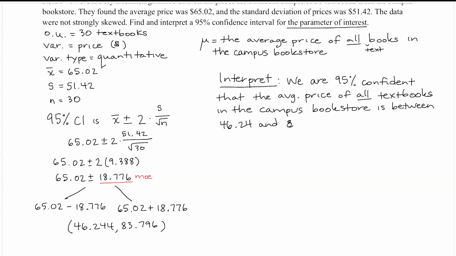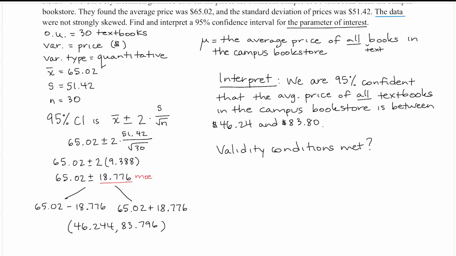46.24 and 83.80. So we finish our sentence with "is between," and we put in the left endpoint of the confidence interval and the right endpoint of the confidence interval. Especially when our variable is quantitative, we should make sure that we include units. So these are prices, and they should have dollar signs. Again, we don't know the value of the parameter, but we've narrowed it down to being somewhere between $46.24 and $83.80 is the average price for all the books in that bookstore.